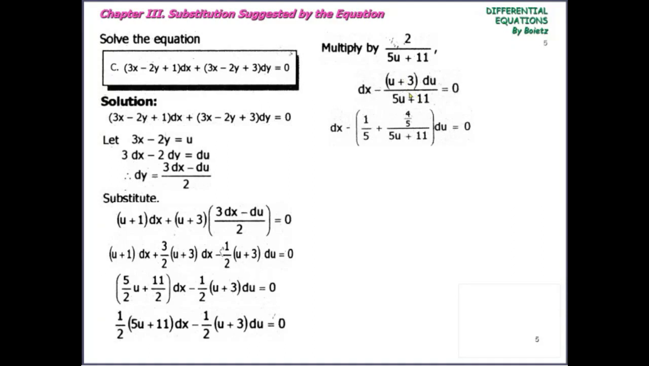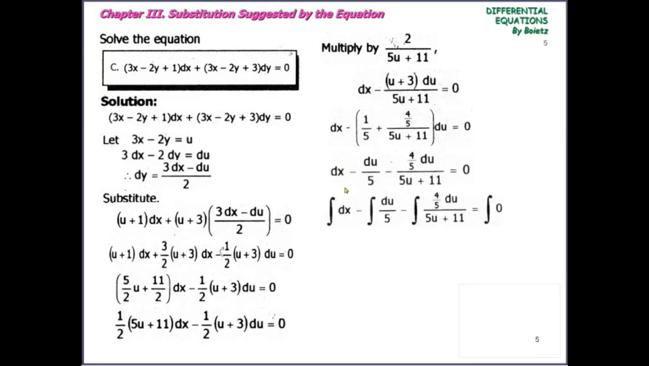Then use long division. You can use long division or you can use yung plus or minus method in order to get this value. So, long division na lang para doon kayo sanay. Pero you can use plus or minus method here. Kaya napansin nyo, simplify. Then we can now integrate. This is now direct integrable. So, this is only x. This is u over 5. This is magkakaroon ng negative 4 over 5.